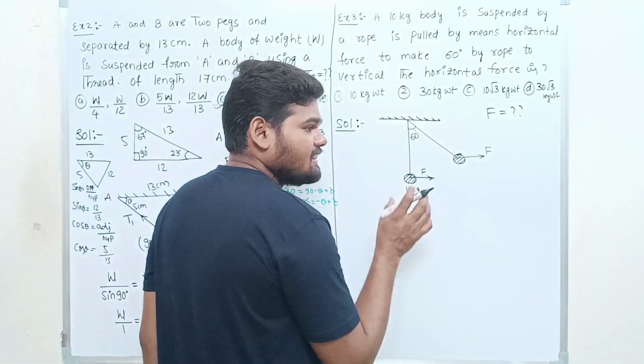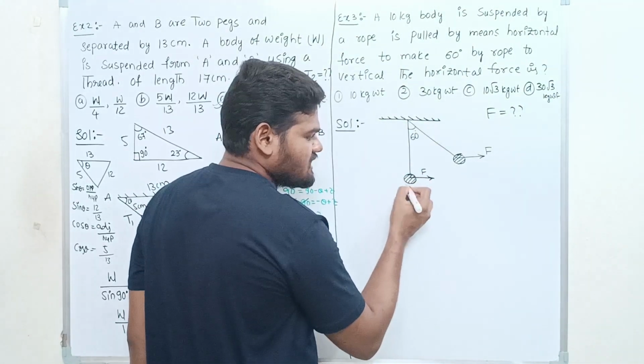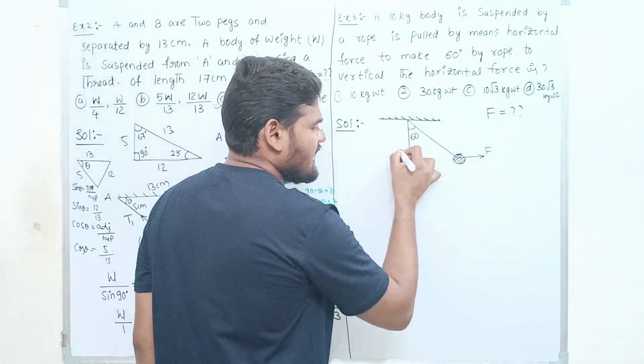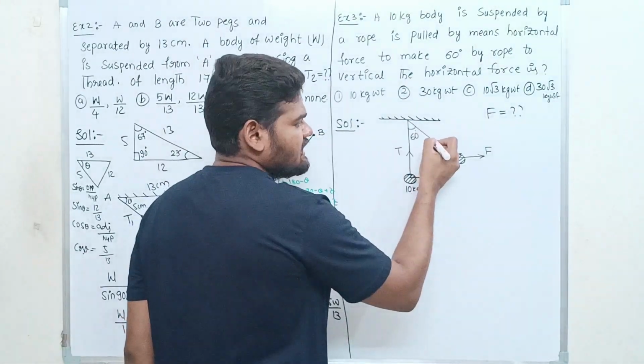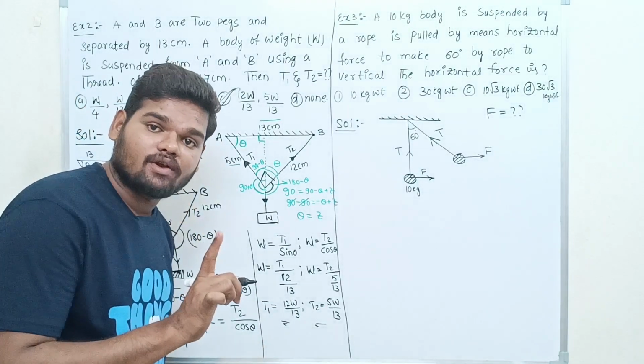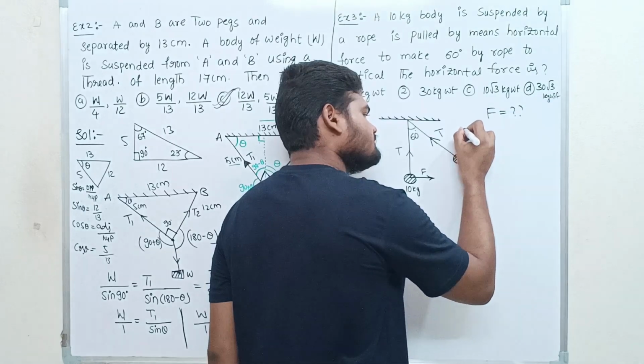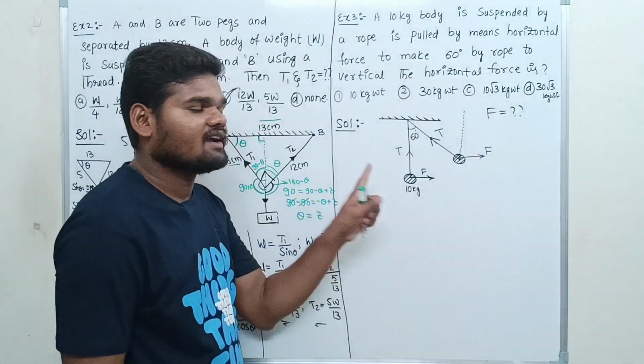As we know, the tension force always acts away from the object. This is the mass of the object, and the tension force acts away from the mass. So in this condition also the tension force acts away from the object. Any problem? Okay, I'm just going to draw one vertical line here. This is a vertical line.